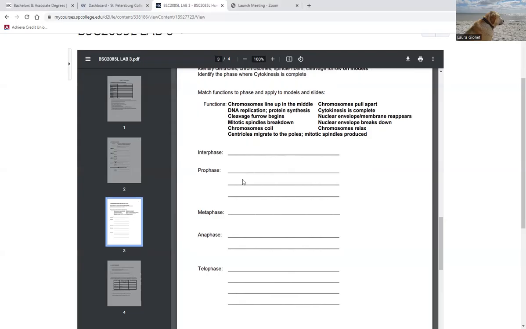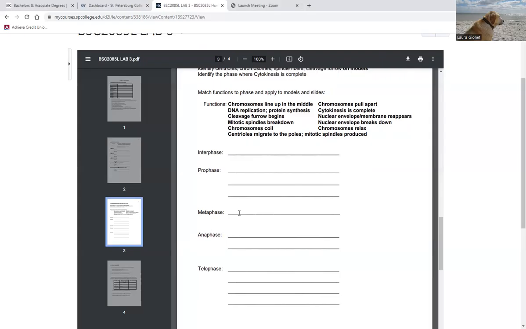Prophase, three things occur. Boom, boom, boom. I'll go to the top here. The first thing that we would put in there is chromosomes coil. Out of this list, I'm just kind of going down the list, left side to the right side. Chromosomes coil. Centrioles migrate to the poles and mitotic spindles are produced. That also occurs in prophase. And the nuclear envelope breaks down. That's the third thing.